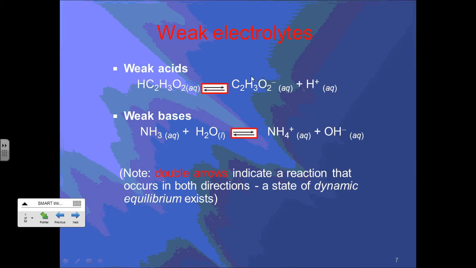Once again, I took the time to highlight that with weak acids and weak bases, because they partially ionize, they have double arrows to indicate this. This means that not only does the reaction go forward, but it has the capacity to go backward as well.